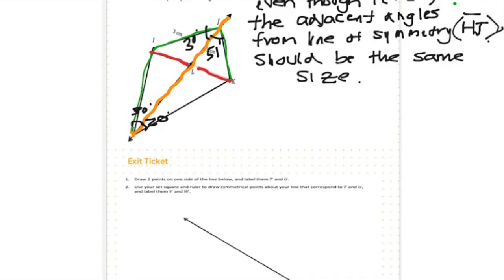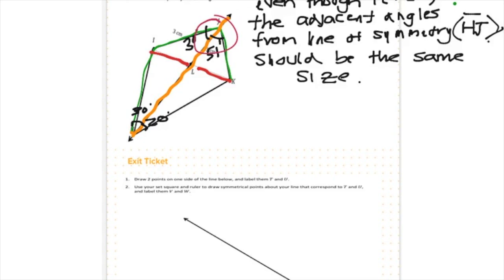Let me use a new color to make it clear. Right here, the angles next to each other should be the same. If we are going to say that they are exactly the same, they need to be the same. In order for this to be symmetrical, this line needs to be a little closer in. It needs to be at 30 degrees, not at that 51 degrees. Then it would be the same.